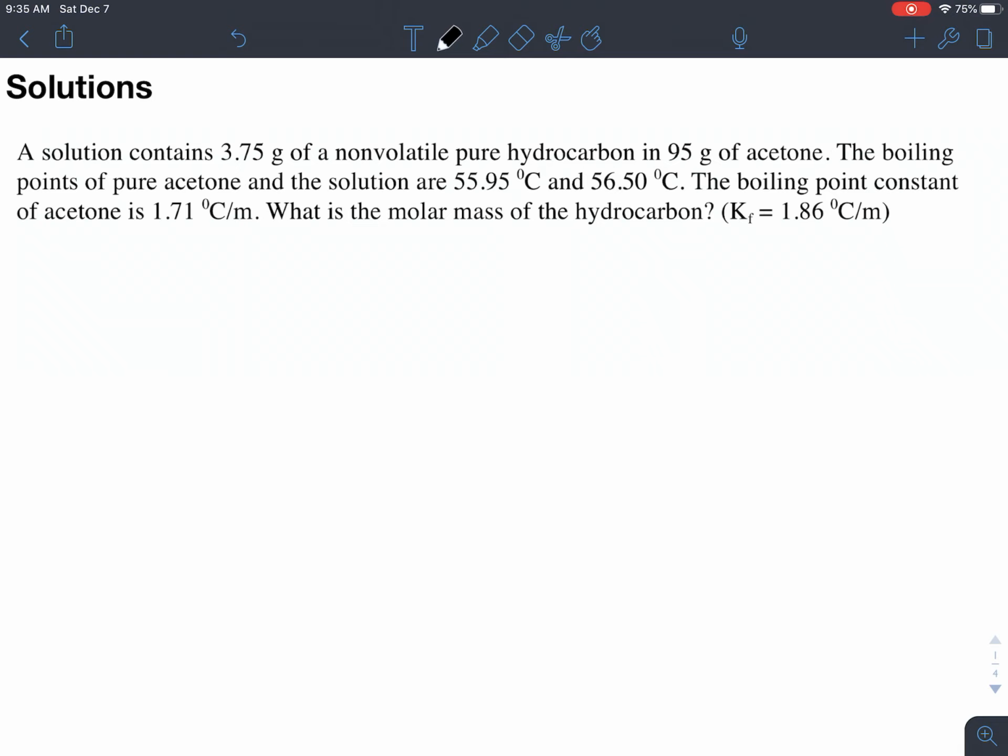A solution contains 3.75 grams of a non-volatile pure hydrocarbon in 95 grams of acetone. So stopping there, the non-volatile pure hydrocarbon is my solute, and the 95 grams of acetone is my solvent. The hydrocarbon is going into the acetone.